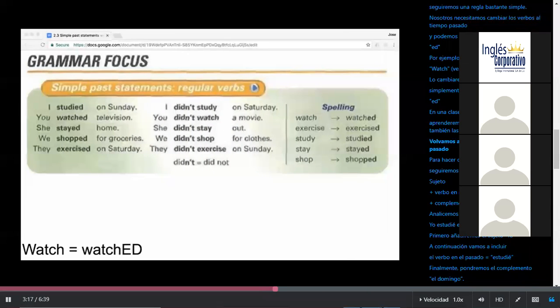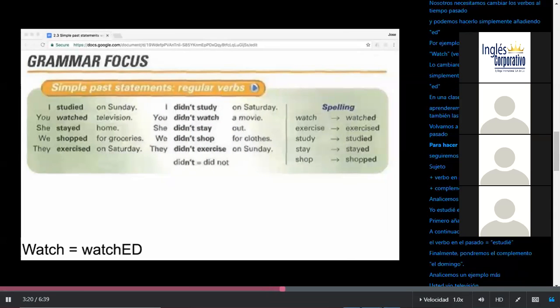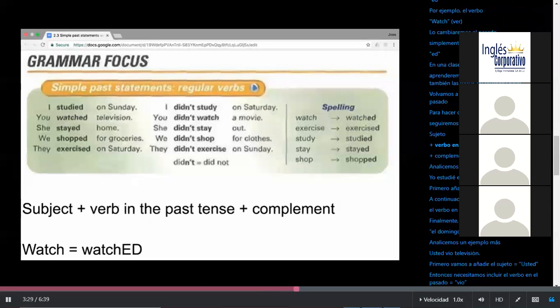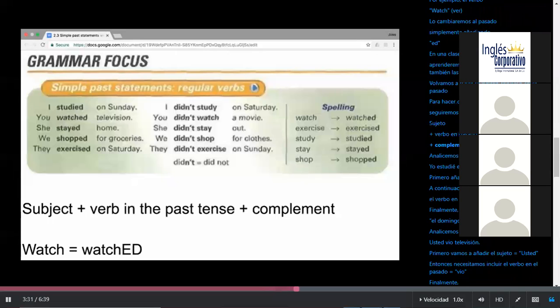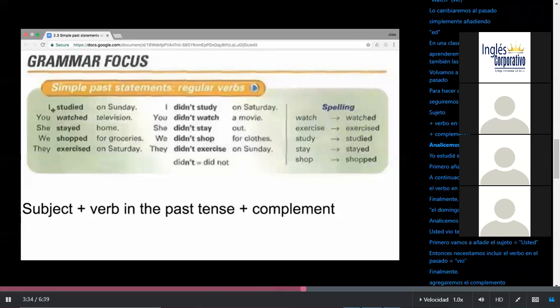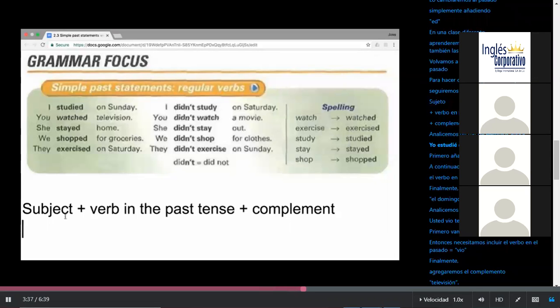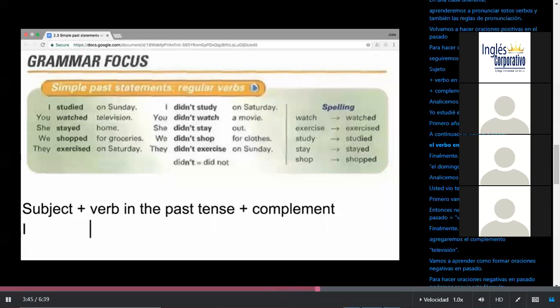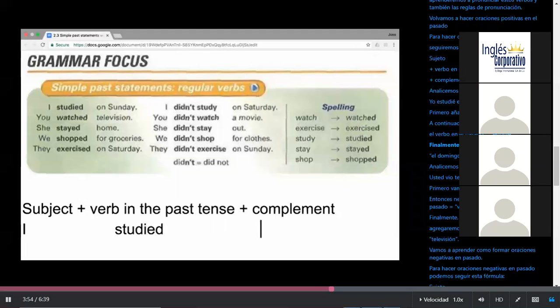Let's go back to making positive statements in the past tense. In order to make positive statements in the past tense, we will follow this formula. Subject plus verb in the past tense plus complement. Let's analyze a couple of examples now. I studied on Sunday. First, we will add the subject, I. Next, we will include the verb in the past tense. Finally, we will put a complement, on Sunday.